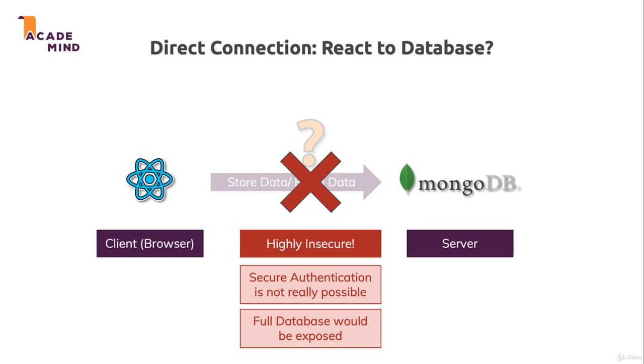Therefore, we will connect React to our backend, to our Node Express backend. React will then send the requests to this backend, and then the backend will process the information and establish the connection to the MongoDB server. And this is a secure approach because here our credentials will not be exposed, and therefore we can provide a secure authentication. So that's why we connect Node Express to MongoDB here, because that's a typical approach of how you will use it in a real-world MERN application.